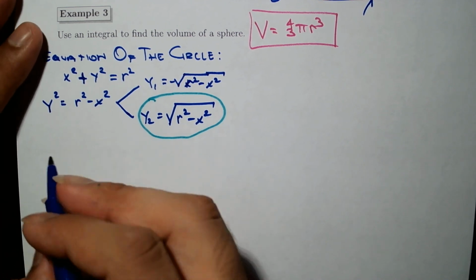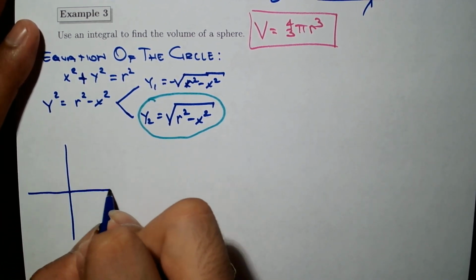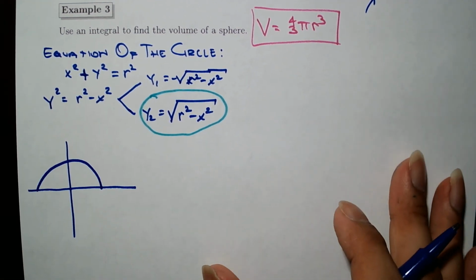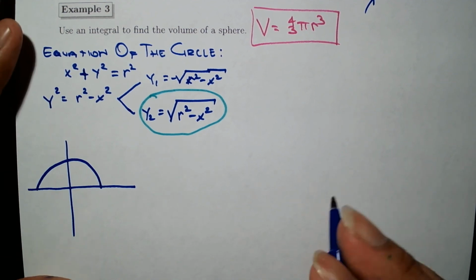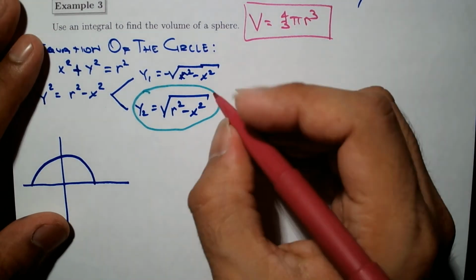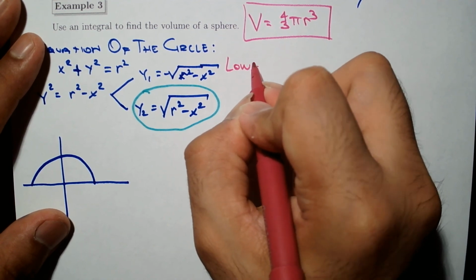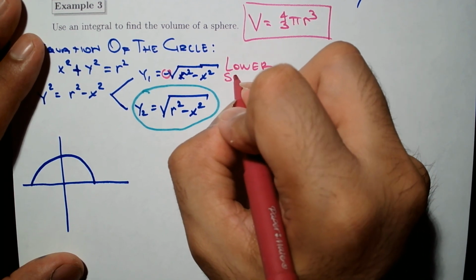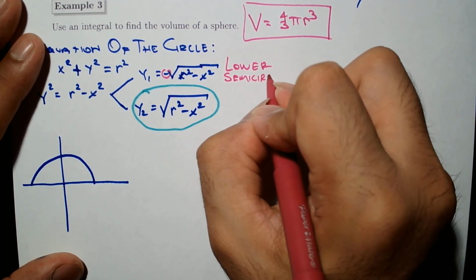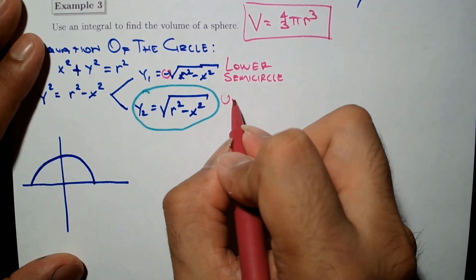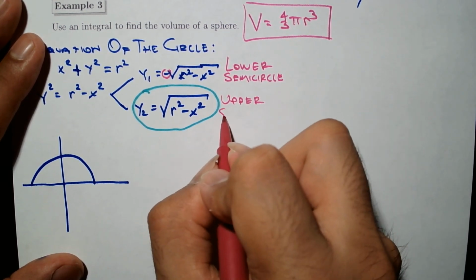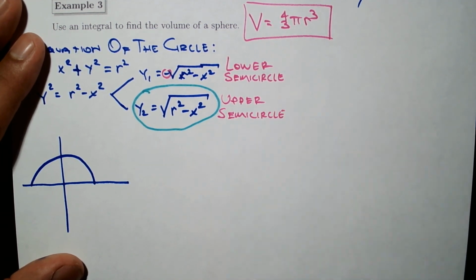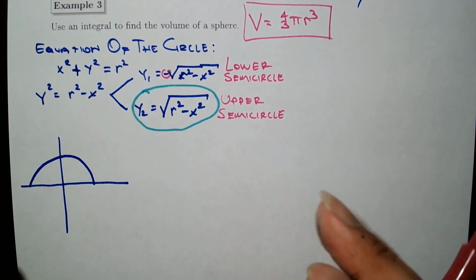So I'm going to draw a picture here, and I will only use the upper part of the circle, the upper semicircle. Let me call this lower. Because of the negative, it's going to lie below. And this will be the upper semicircle. All right. Lower semicircle, upper semicircle.